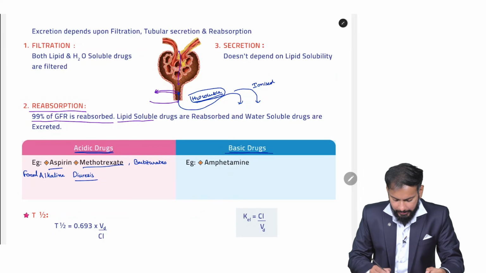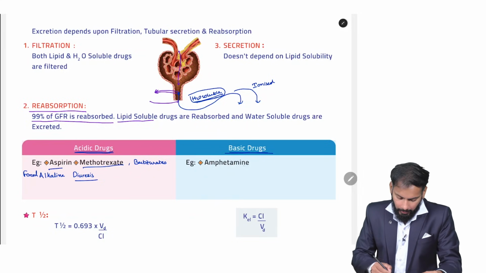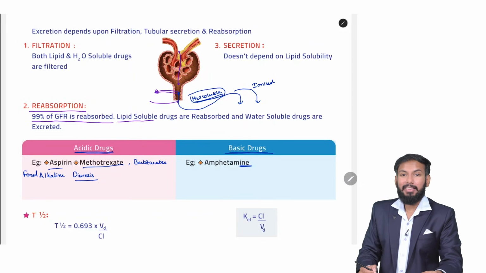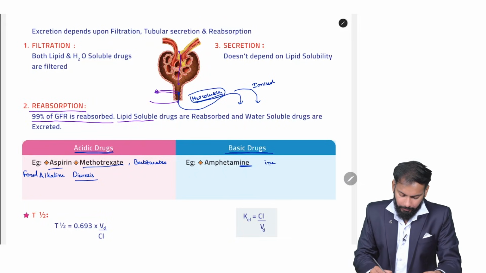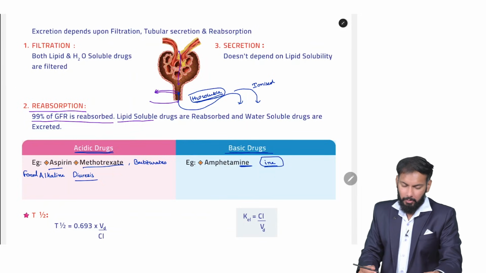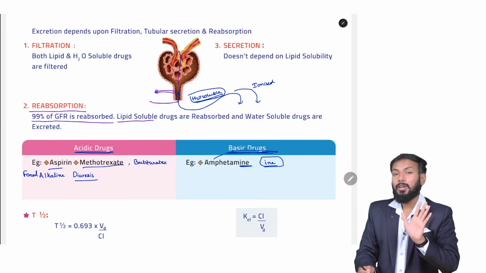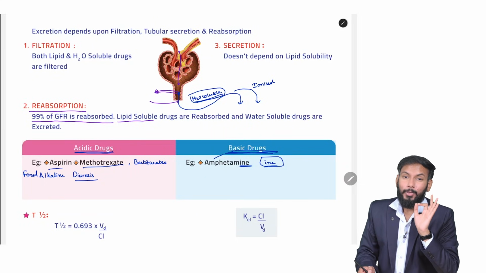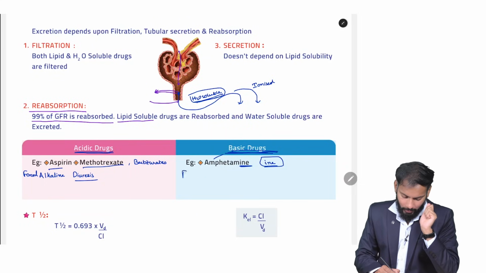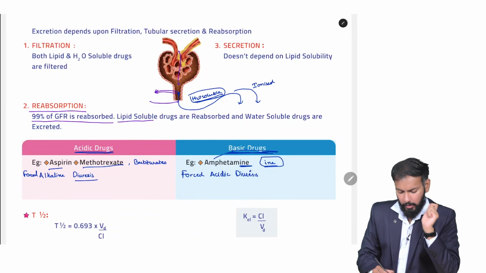Now coming to the basic drugs. Basic drugs are anything with name ending with INE. One example I have given is amphetamine. Now, if it is a basic drug, how can you make it water soluble? You have to make the urine acidic. So that is what is known as forced acidic diuresis. That's all. Acid plus base will form ionized forms, and it is water soluble and it will be excreted.